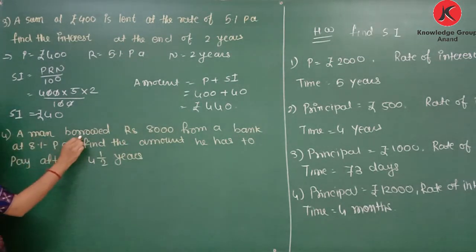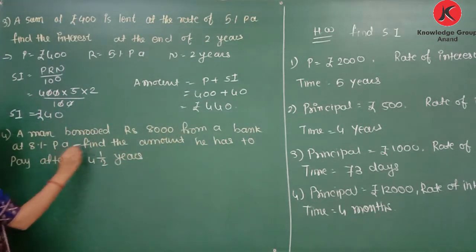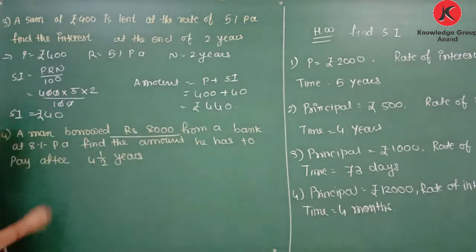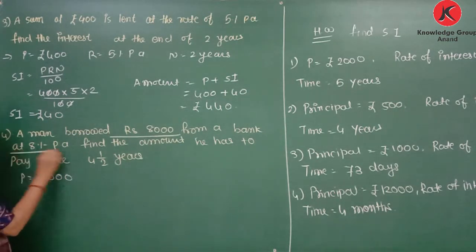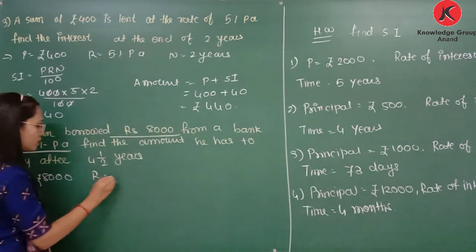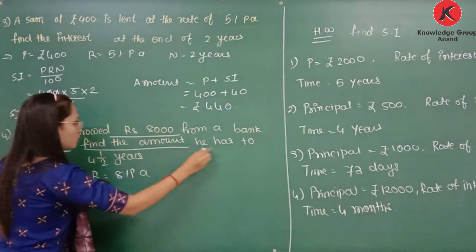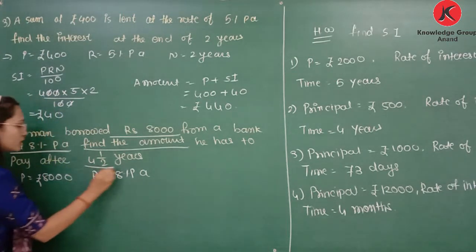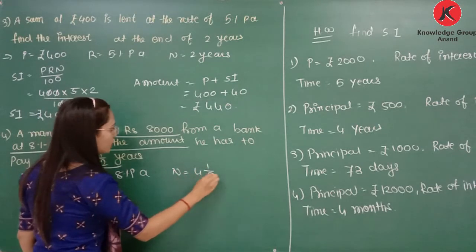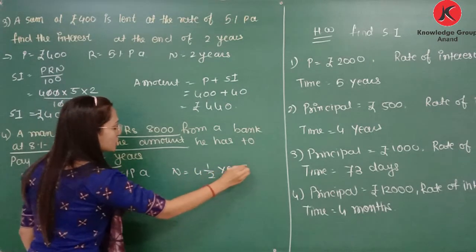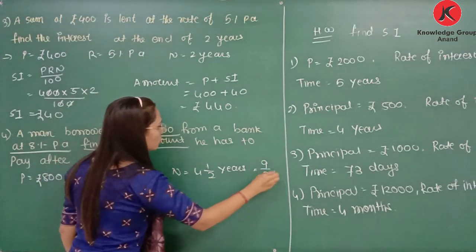A man borrowed rupees 8,000 from a bank at 8% per annum. So borrowed 8,000 is our principal value. 8% per annum, that is rate of interest. Find the amount he has to pay after 4.5 years. So n is what? 4.5 years. Convert this mixed fraction into improper. 4 2s are 8 plus 1, 9/2 years.